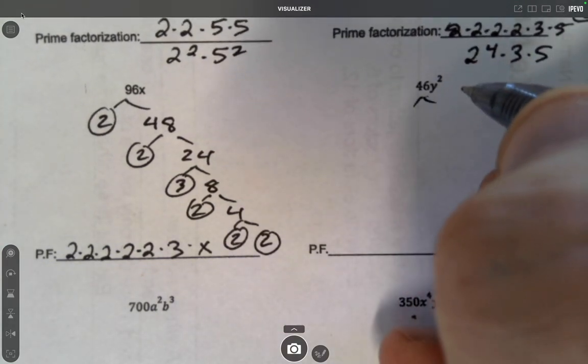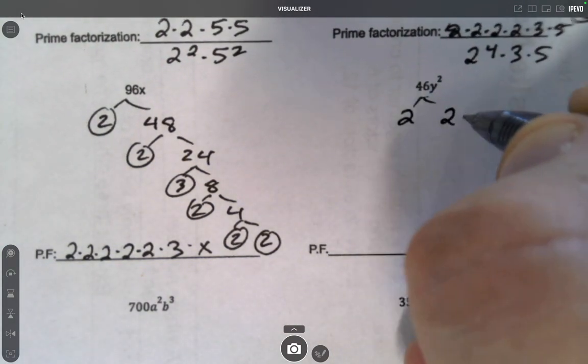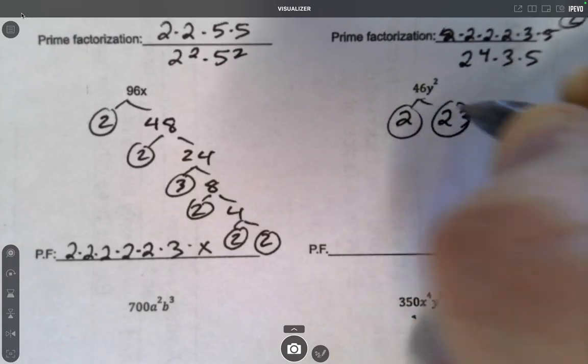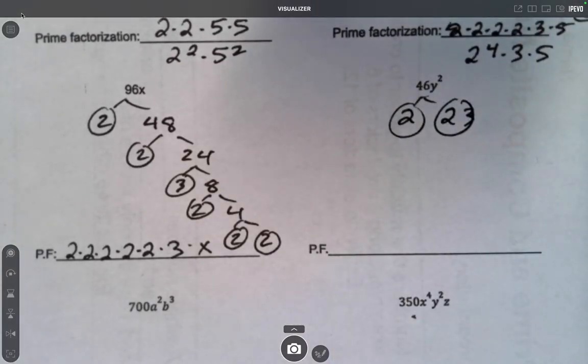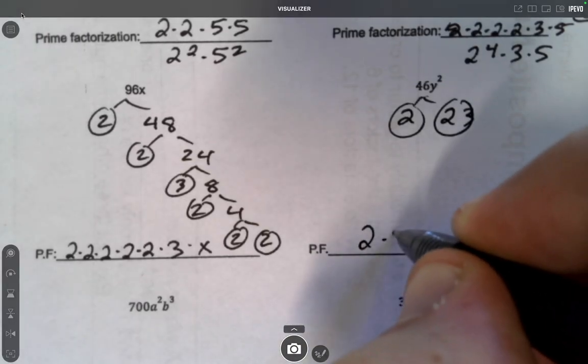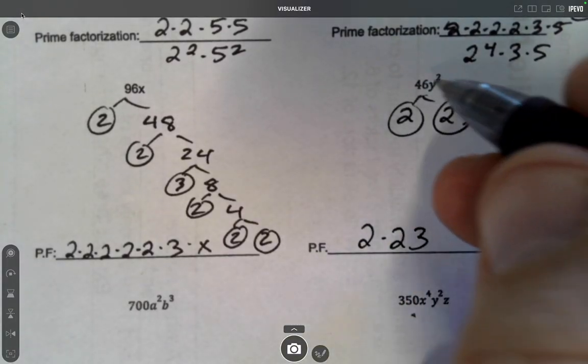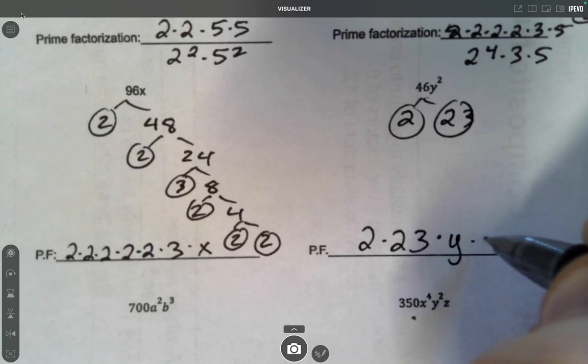46. Now that's even, so I'll divide it by 2. I get 2 and I get 23. That was quick. Those are both prime. So I would write 2 times 23, and then y squared I expand to be y times y.